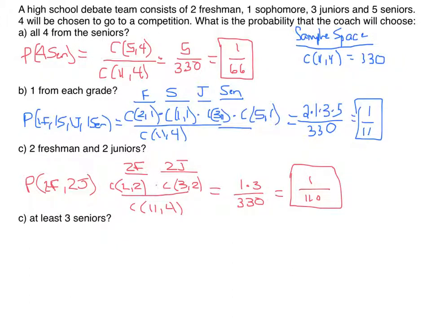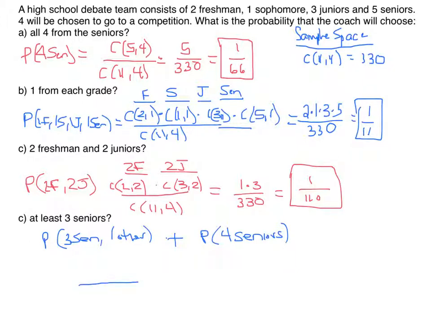Okay, let's look at the last one, which is probably the most complicated. It says at least 3 seniors. Well, at least 3 seniors means there are 2 different possibilities, because we know we have to choose 4 to go to the competition. So we have the probability that there are 3 seniors and 1 other student to make up the 4. There's also the probability that we have all 4 seniors, right? So those are the 2 different possibilities. Once we find them, we can add them together.